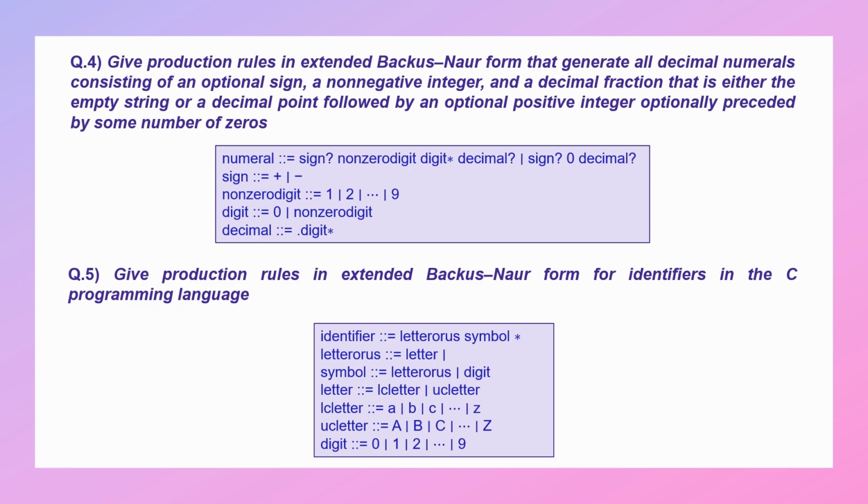EBNF for C programming language identifiers. We extend our EBNF exploration to cover identifiers in the C programming language, incorporating variations like starting with a letter or an underscore and including alphanumeric characters.